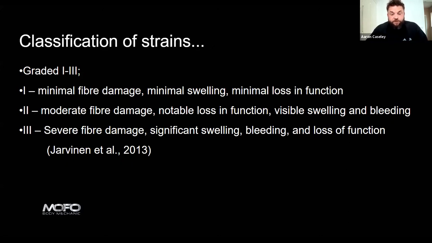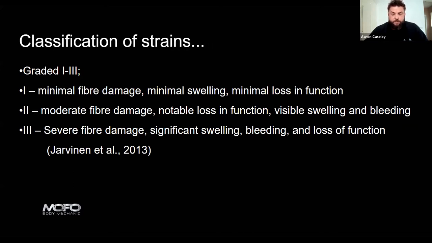Grade two, you've got moderate fibre damage. There's a notable loss of function, in this case strength, and there's some visible swelling. Those of you who've had hamstring strains or pec strains, the faster that bleeding occurs, the faster that bruise develops, the more likelihood you've got a grade two or above injury. That's certainly what I see clinically with the guys I work with. People walk into the treatment room and the back of the leg's black, the calf's black, or the whole chest area is black, or their biceps is black because of the amount of bruising and bleeding taking place within the muscle. That's a really good indication of the severity of the injury, if there's a loss of strength and you've got some noticeable bleeding or bruising.